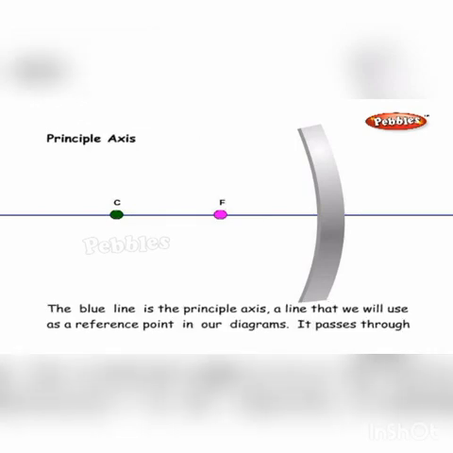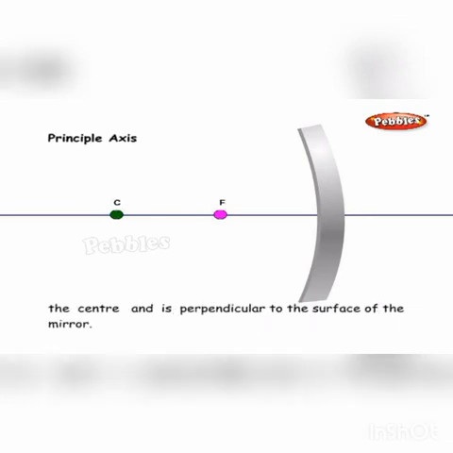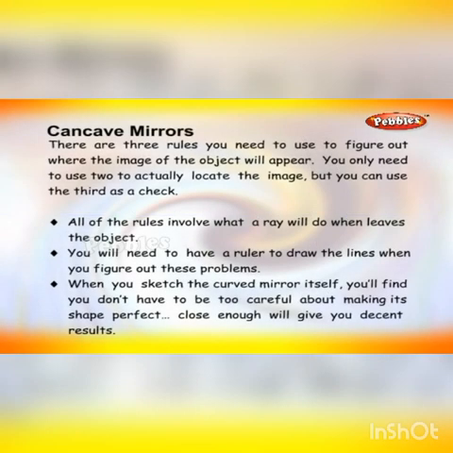Principal axis. The blue line is the principal axis, a line that we will use as a reference point in our diagrams. It passes through the center and is perpendicular to the surface of the mirror. There are 3 rules you need to use to figure out where the image of the object will appear. You only need to use 2 to actually locate the image, but you can use the third as a check.